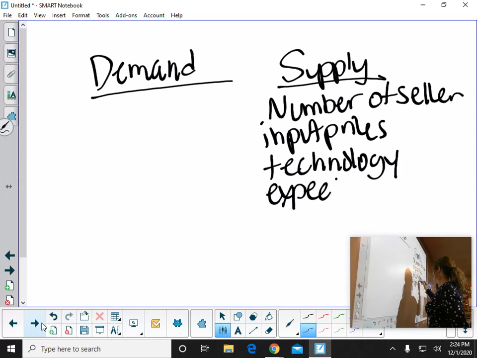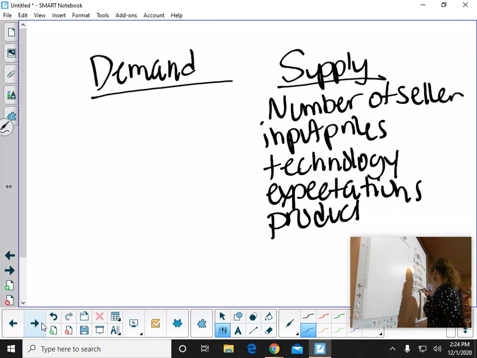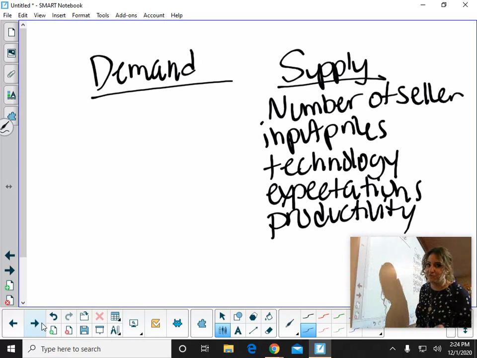Expectations. That's always a shifter. If you expect it to happen, it will. And productivity. More productive, more supply. The demand shifters are a little bit different than regular aggregate demand because this is just going to affect the demand of like water or the demand of like jelly beans or the demand of peanut butter. And so there's an acronym for it.